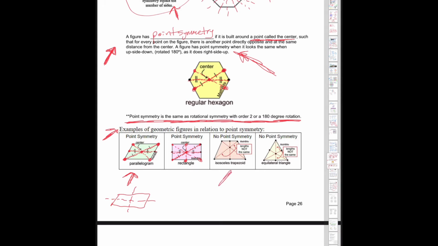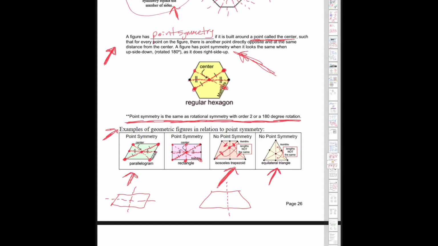Now, let's look at an isosceles trapezoid. Here's the center of an isosceles trapezoid. This does not have point symmetry because if you go from here to the point on the opposite side, these are not the same distance. And same goes for here, and same goes for here. An isosceles trapezoid does have line symmetry, though. It has one line down the middle. So just because it has line symmetry does not necessarily mean it has point symmetry.